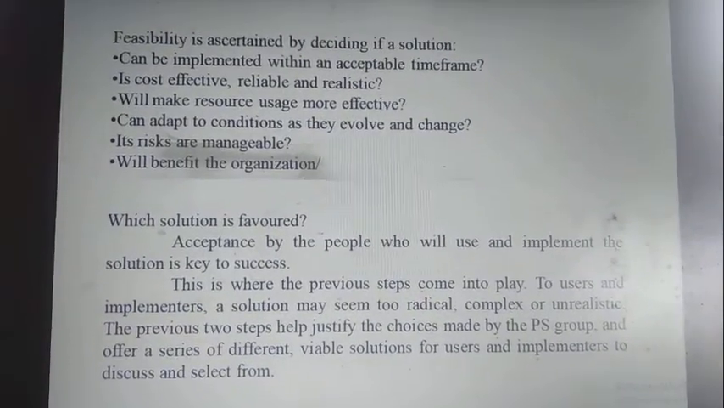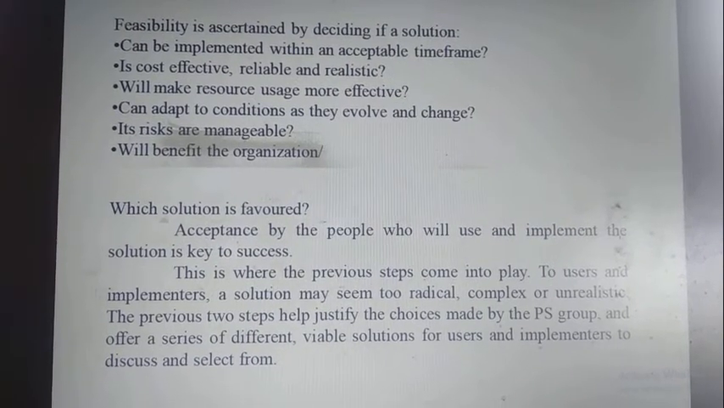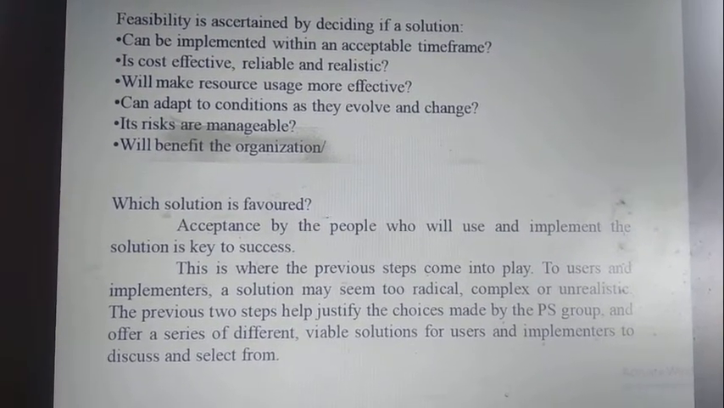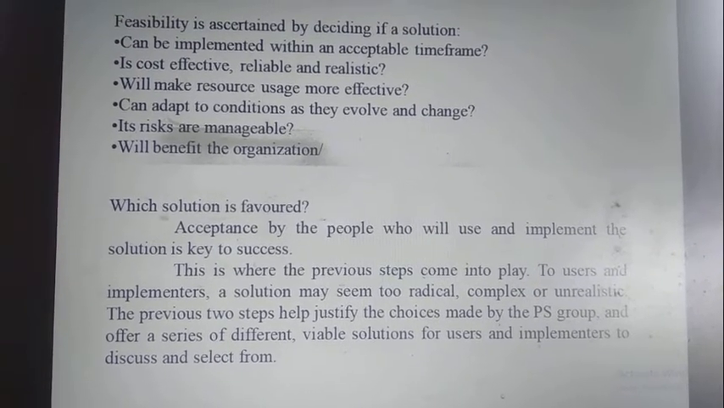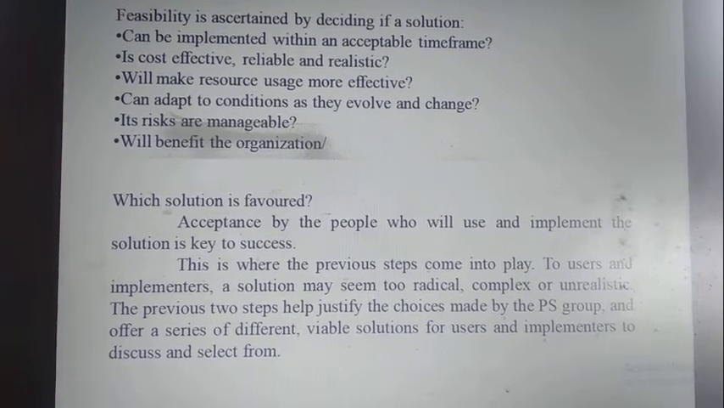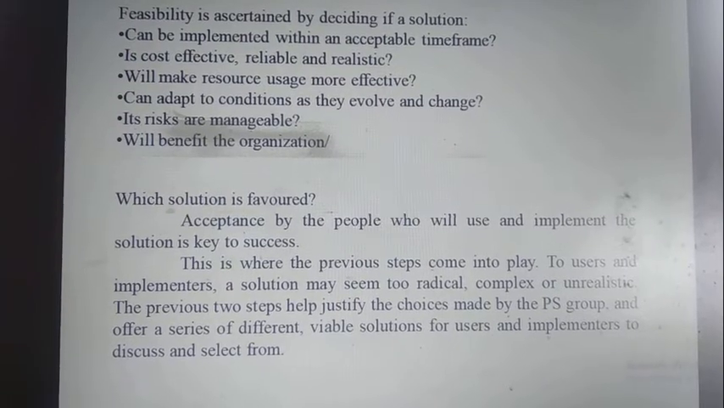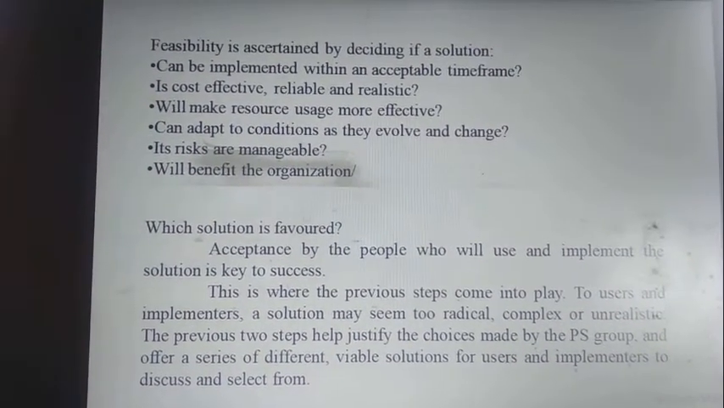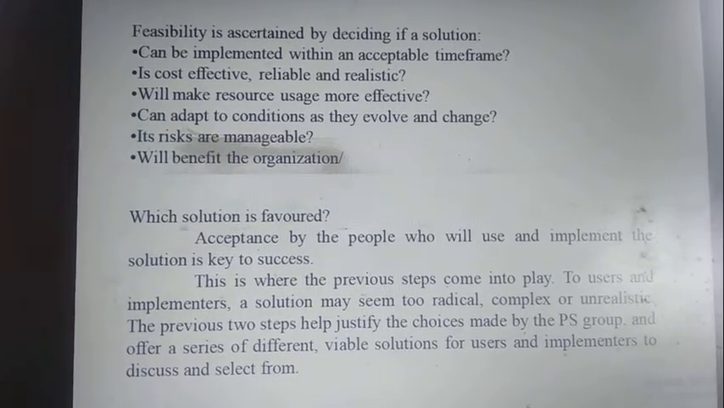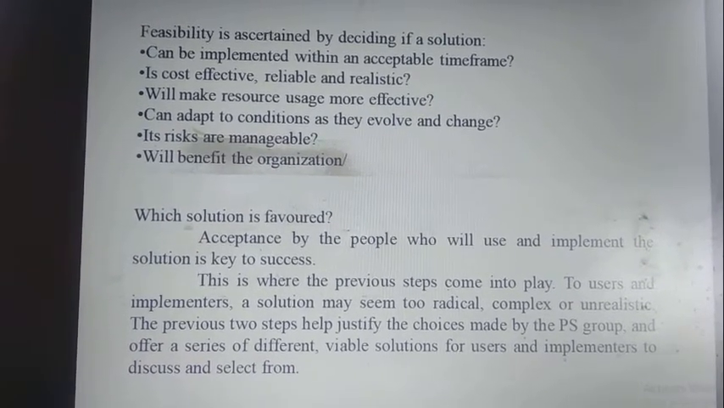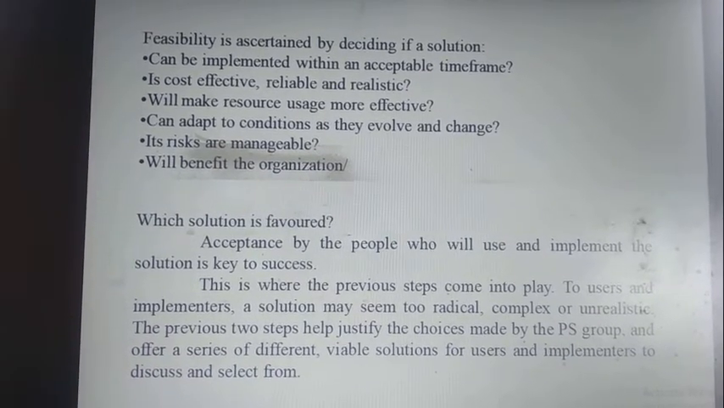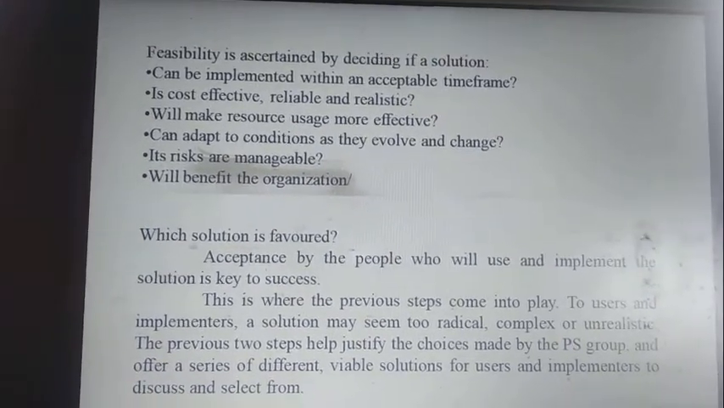So this is where the previous steps come into play. To users and implementers, a solution may seem too radical, complex and unrealistic, but the previous 2 steps help adjust the choices made by the problem solving group and offer a series of different viable solutions for users and implementers to discuss and select from.